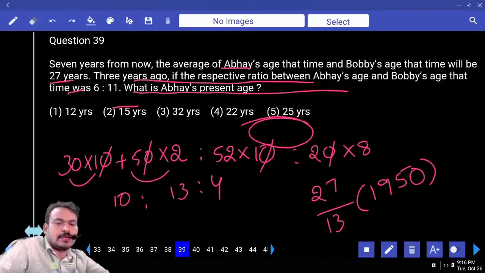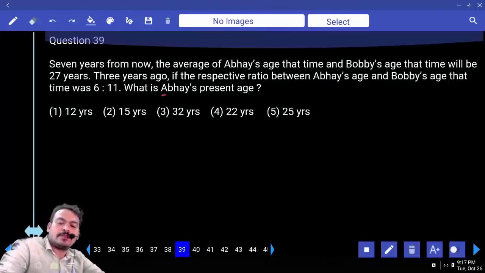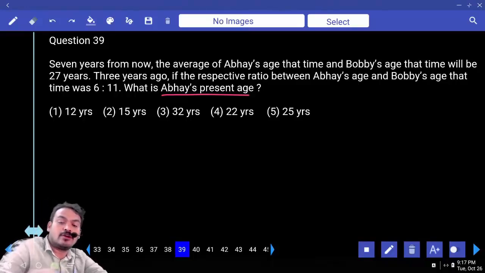Next question number 39. 7 years from now, the average of A's age at that time and B's age at that time will be 27 years. 3 years ago, the respective ratio between A's age and B's age at that time was how much? 6:11. What is the question here? What is A's percentage or not? We required which one percentage? A's percentage or not?